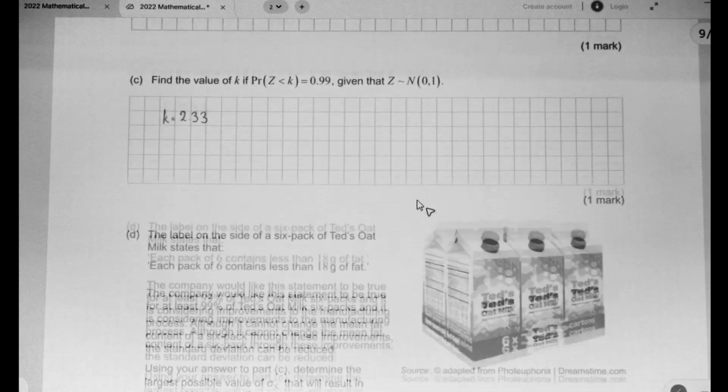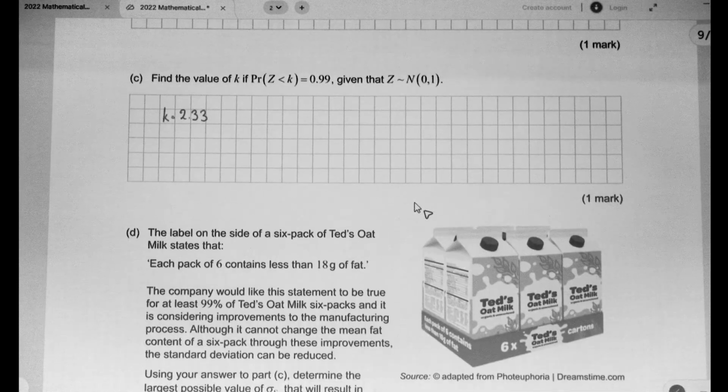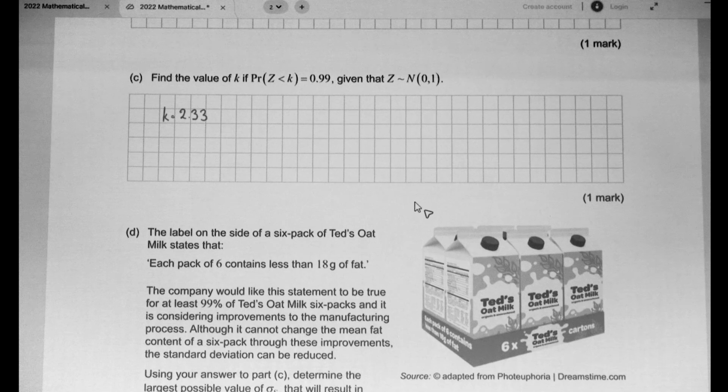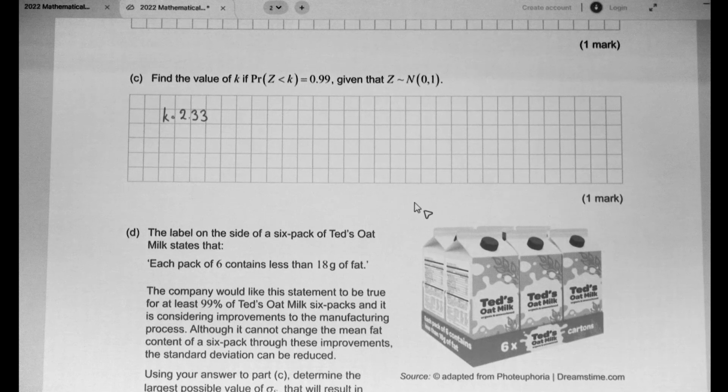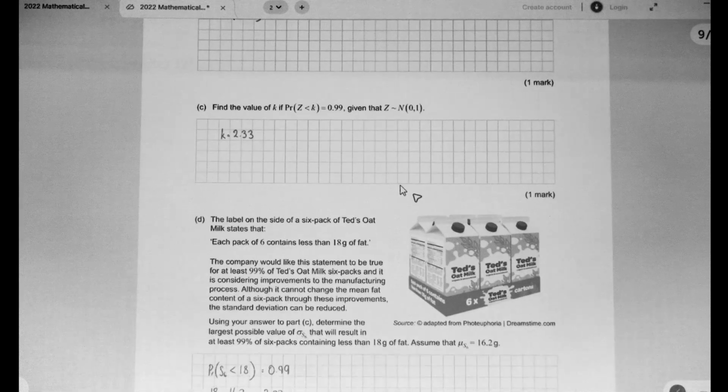Right, then they had to do an inverse norm. So it was a left tail question. Common errors would have used the right tail and got a different number. Now, if they used the right tail and got the wrong answer here, we followed that through to the follow-on part D.